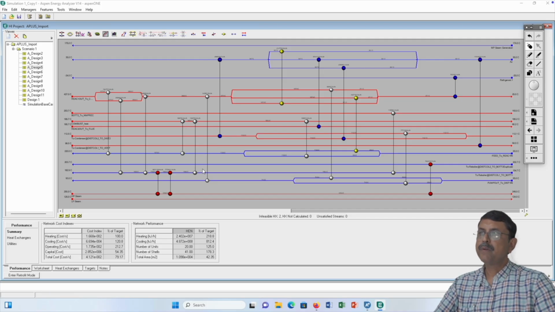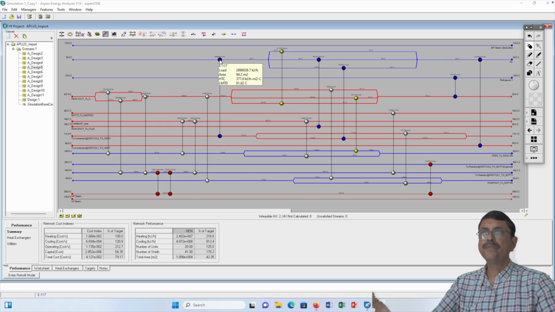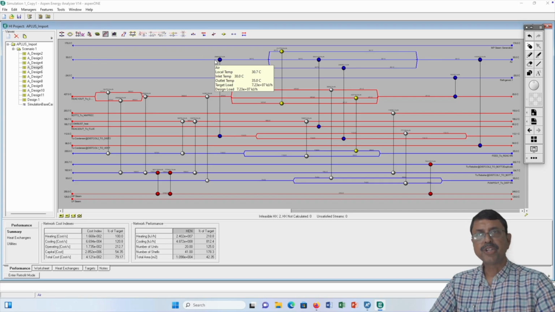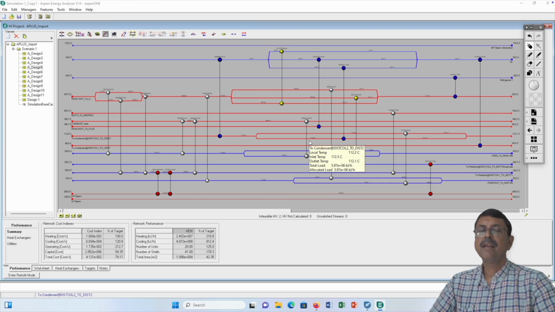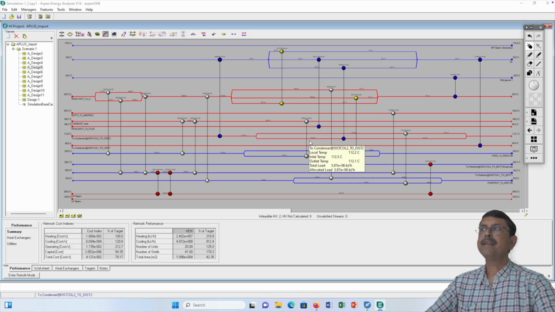Now, if you want to implement this design, you just have to pick up from this figure, place it on your flow sheet and connect as it has been suggested over here, and you will get a good design to get maximum energy savings. So that way Aspen Energy Analyzer can be used, which calculates the heat exchanger design through pinch technology.